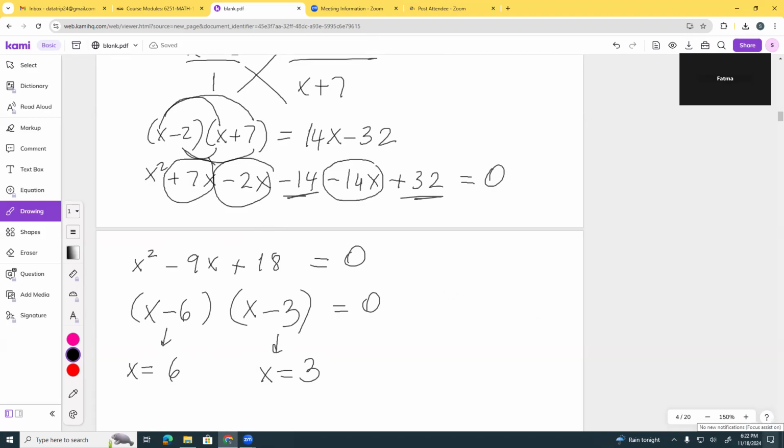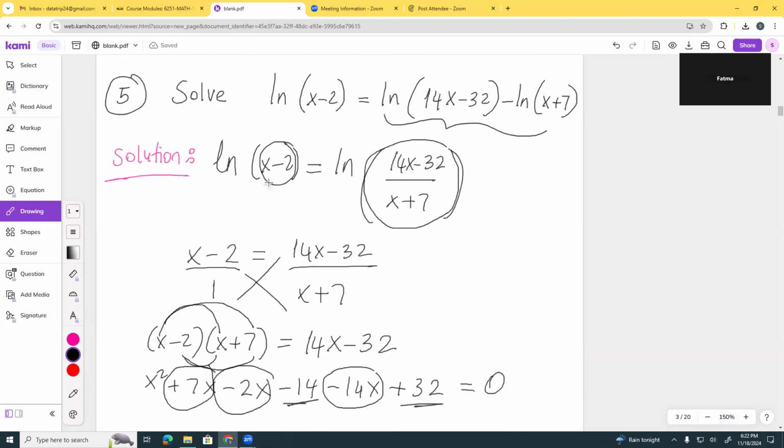We have to check. What am I going to check? When I plug in 6 to the original question, does it give me a negative ln anywhere? So if x is 6, what's 6 minus 2? 4. ln 4 is okay, right? We only cannot take the ln of the negative number. So it's not giving me a negative number here. That's good. But I still have to check it here.